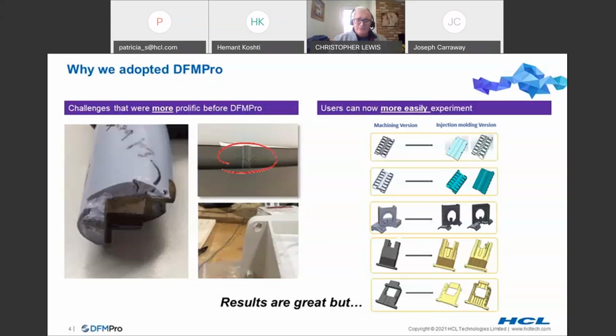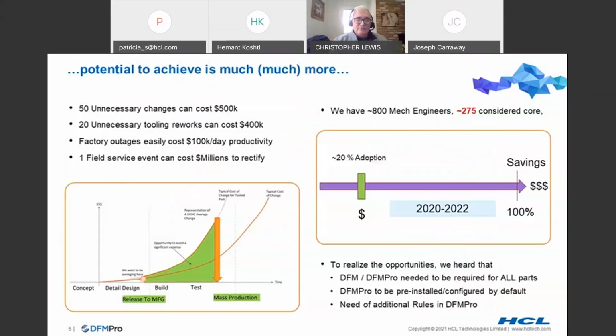So we're pretty happy with DFMPro, and extremely happy with how that team over at HCL operates. Extremely customer centric people. But we obviously know that we can't stay static. We need to move forward. So the costs of quality and change are significant in our business. We just threw a few examples up here just so you can sort of size it. I'm sure that these numbers are equally applicable to yourselves, but unnecessary changes straight away after you've released to production can start racking up the costs.